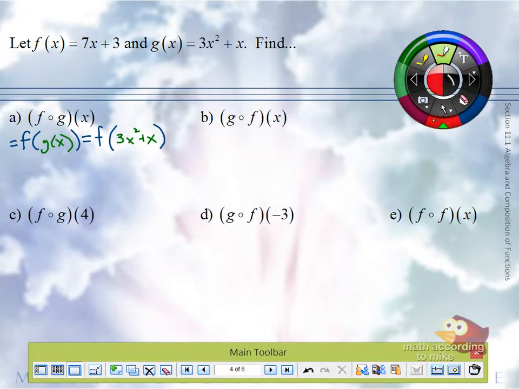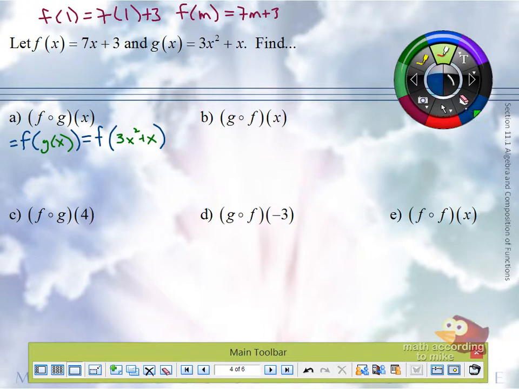So off to the side, you don't have to write this down, if I said f of 1, you would say 7 times 1 plus 3. If I said f of m, you would say 7 times m plus 3. Meaning whatever you are putting in for x, the function f says to multiply it by 7 and then add 3. We're giving it 3x squared plus x.